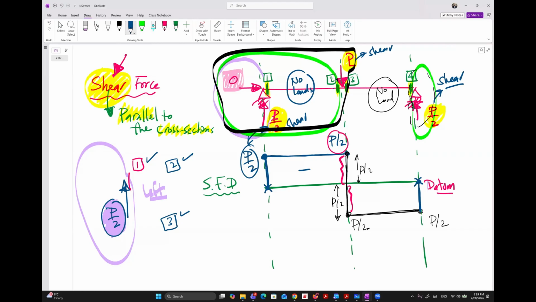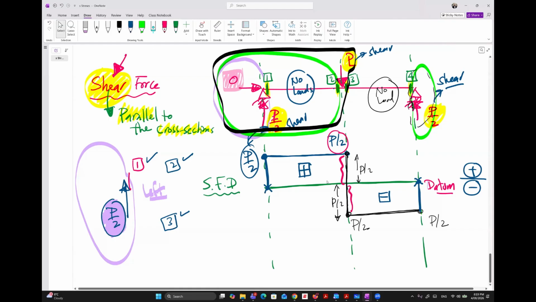And this is above the datum, so we give it positive, and this is below the datum, so it is negative. Okay? So the sign convention for shear: above the datum positive, below the datum negative. That's static equilibrium.